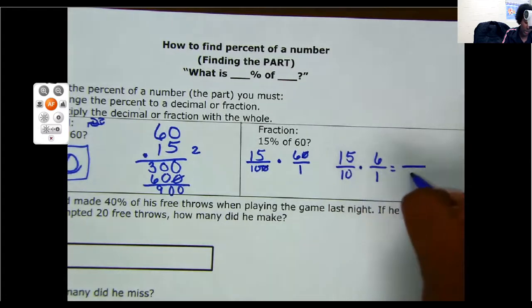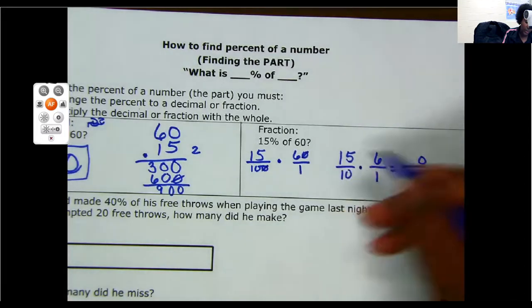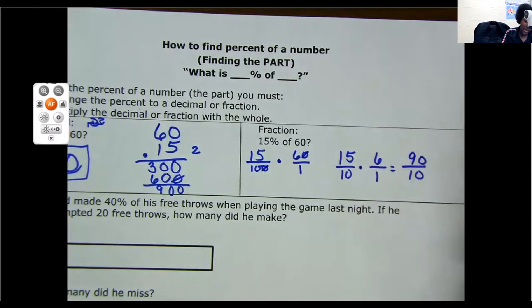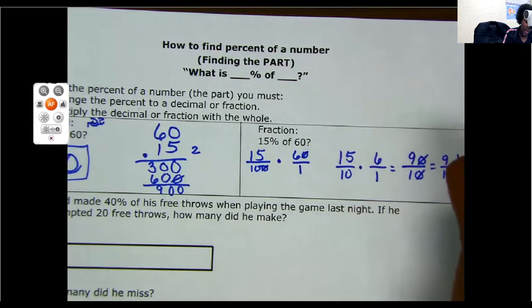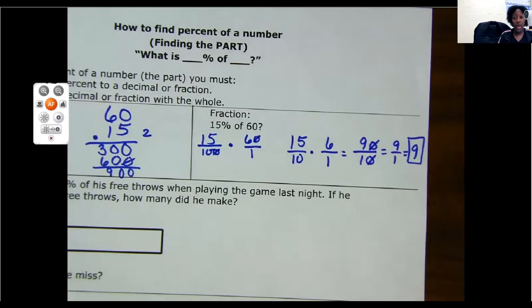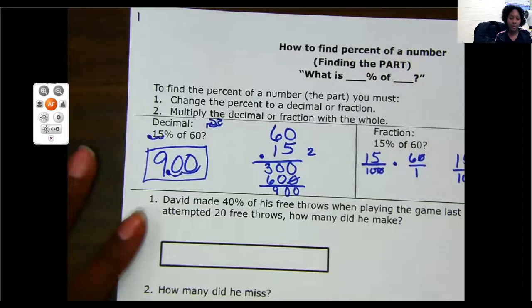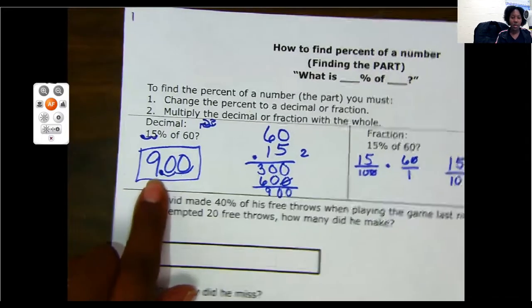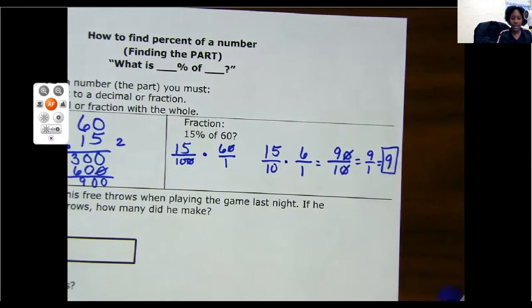10 times 1 is 10. 6 times 5 is 30. 6 times 1 is 6 plus 3 is 9. Again, I can simplify these both by 10. 9 over 1 is the same as 9. Now you're probably like, oh, miss, that was a lot of work with that fraction. I agree. You probably want to stick with the decimal, but that's completely up to you. But as you can see, either one still gave you the same answer. 9 is your final answer, okay?